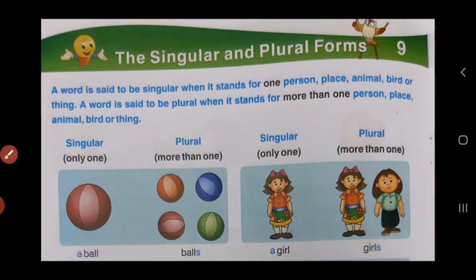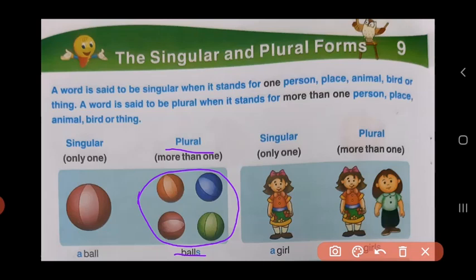But when it is more than one ball, like over here, then we call it plural form. And whenever it is more than one thing, S is added to the word. So my plural form is written as BALLS, balls.